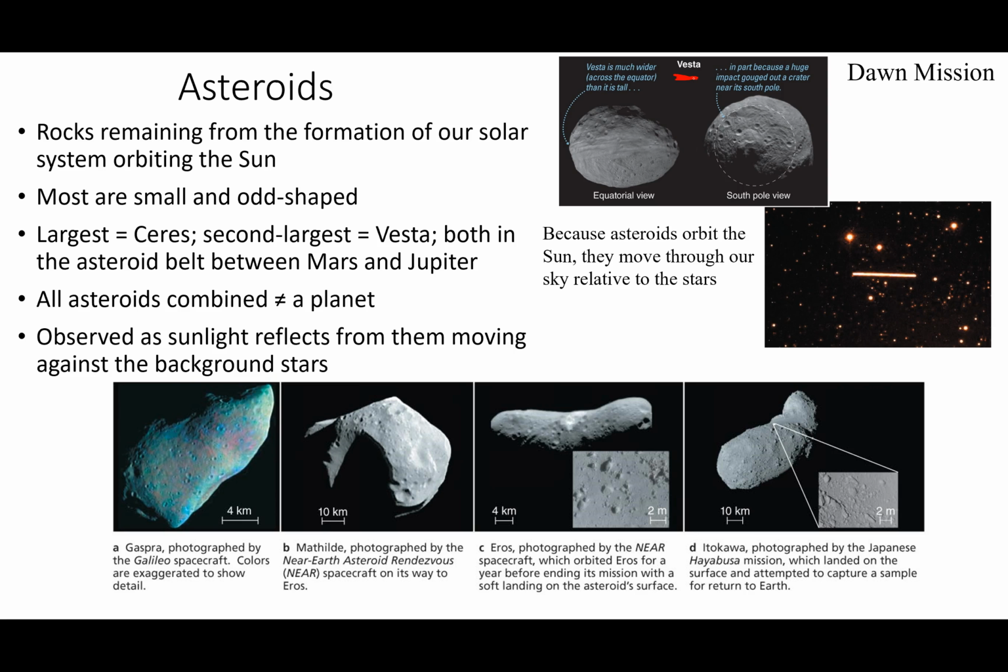Now, the only way we see asteroids is the same way we see the moon. How can we see the moon? Does it glow on its own? No. We see it because it's hit by the sun. Exactly.